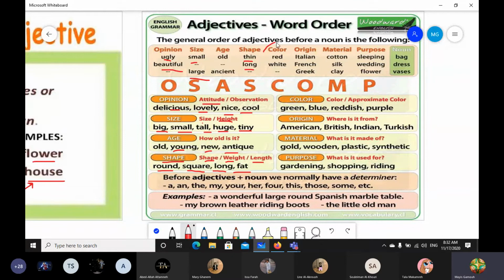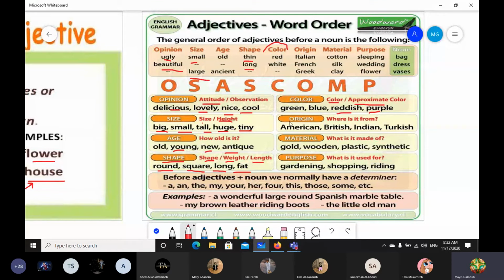Next, we have to talk about the color. What color is the thing that I am talking about? Is it red? Is it white? Is it blue? Is it reddish? Here, it means a color or the approximate color. Sometimes the word approximate means nearly. We don't know the color exactly, so we say a nearly color, an approximate color for it. Is it reddish? Is it purple?